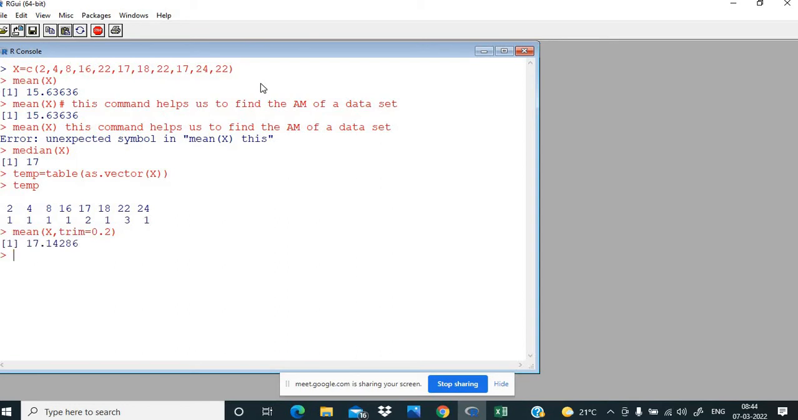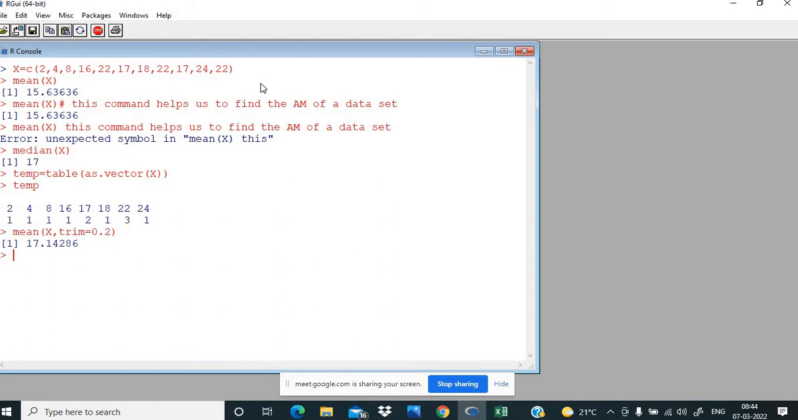So this way we get the average somewhere in between. The values 124 and 122 from the top will be trimmed off, and 12 and 14 from the bottom are trimmed off. So the average will be with 8, 16, 17, 18 and two values of 22, because the other two are trimmed off. That way this average comes out to be around 17.1426286. So this is called the trimmed mean.